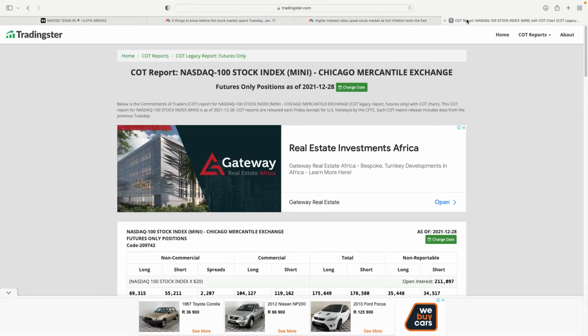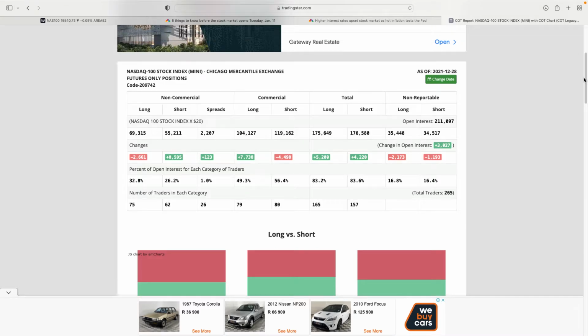Now, looking at the order flow data, so the commitment of traders, what the big banks, hedge funds and institutions are doing in the market.